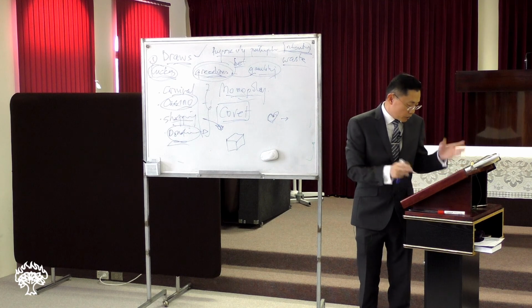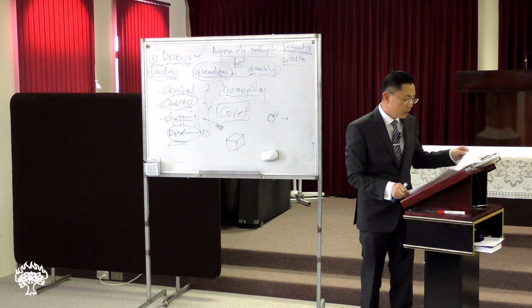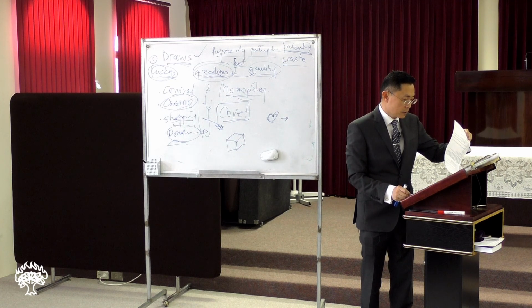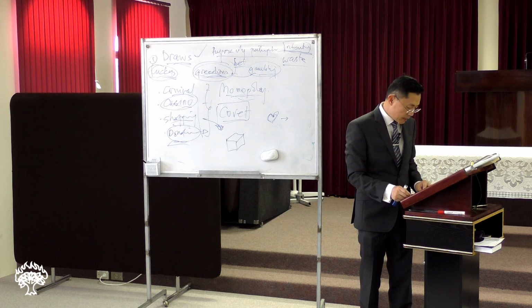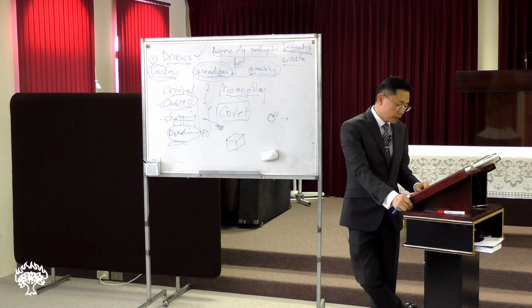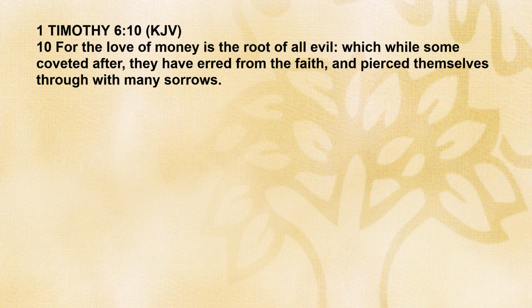Okay? Now, the next one we want to learn is 1 Timothy 6:10. Let's read 1 Timothy 6:10 together. Now, this is especially about gambling. For the love of money is a root of all evil, which while some coveted after, they have erred from the faith, and pierced themselves through with many sorrows.